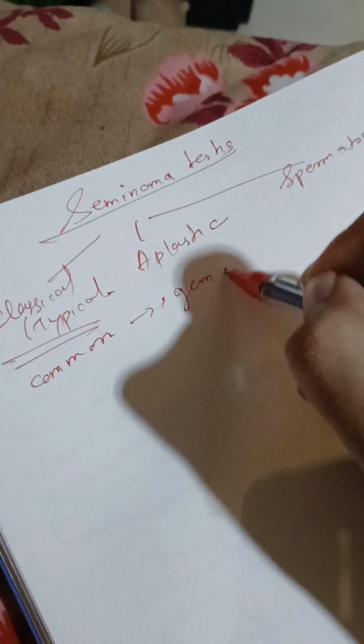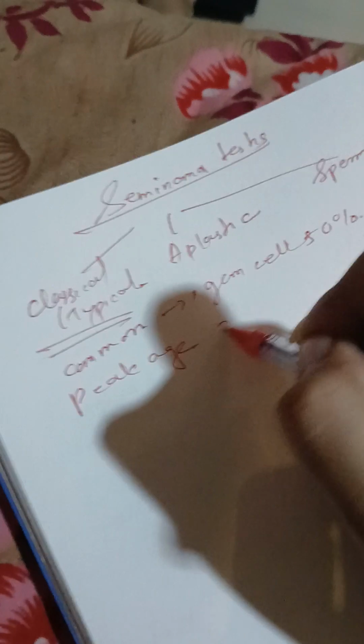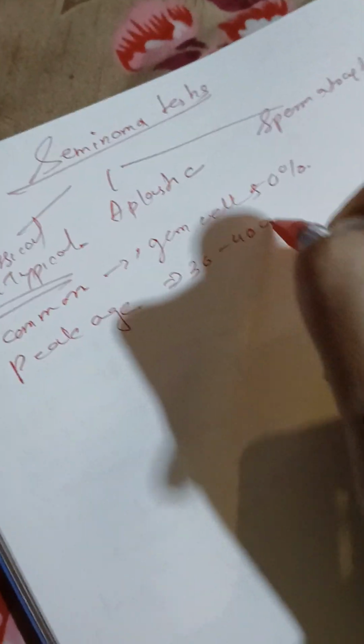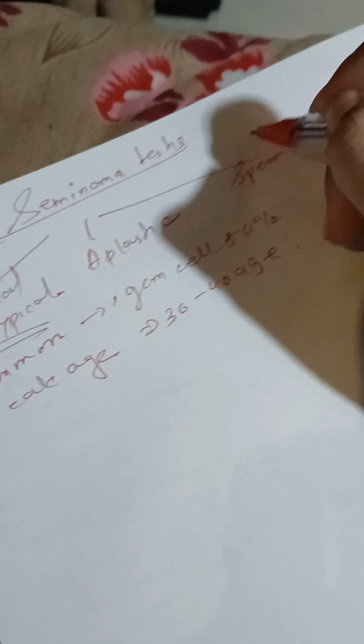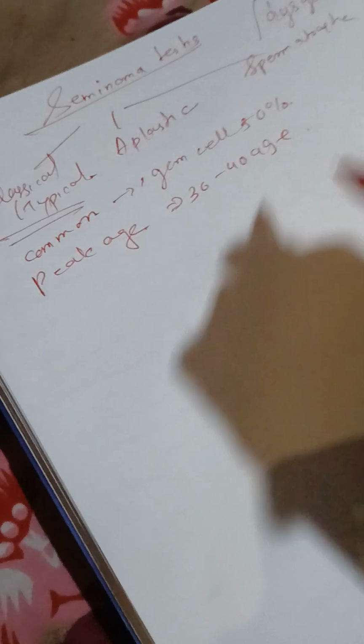Seminoma is basically the most common germ cell tumor, as it occurs in about 50% of cases. What is the peak age? Peak age is between 30 to 40 years. Next is the female counterpart of seminoma testis. The female counterpart is called dysgerminoma.